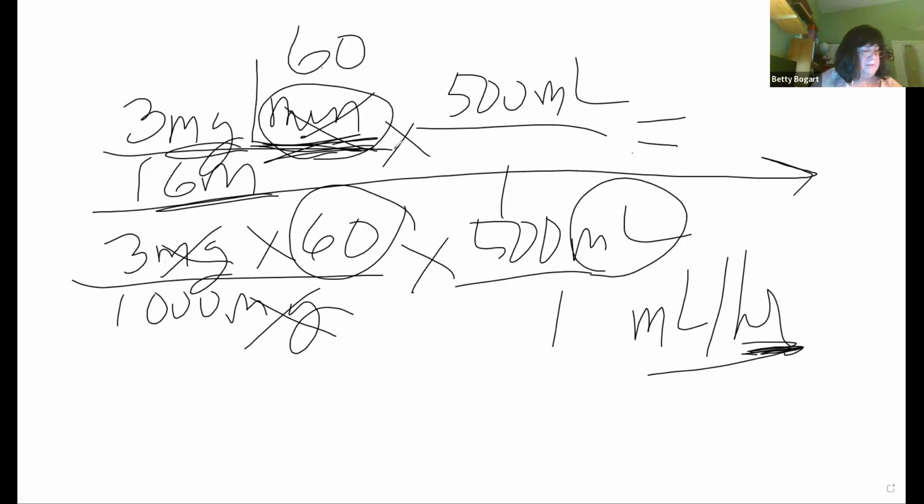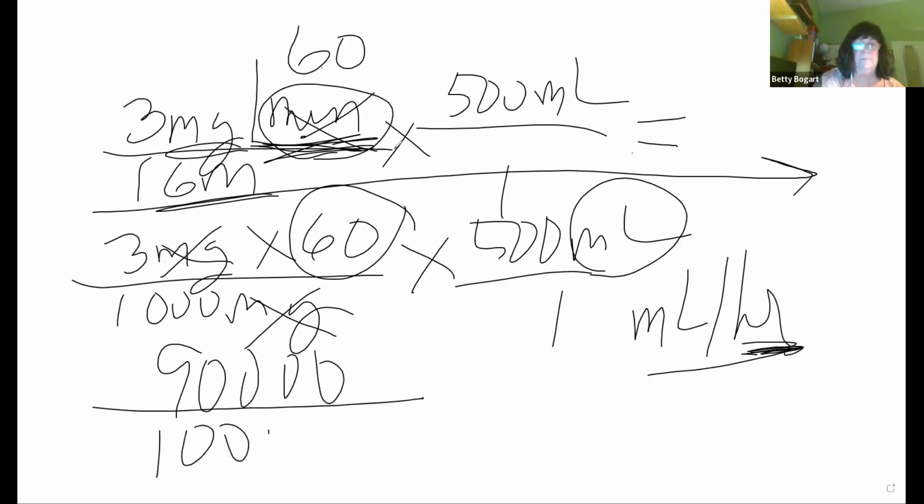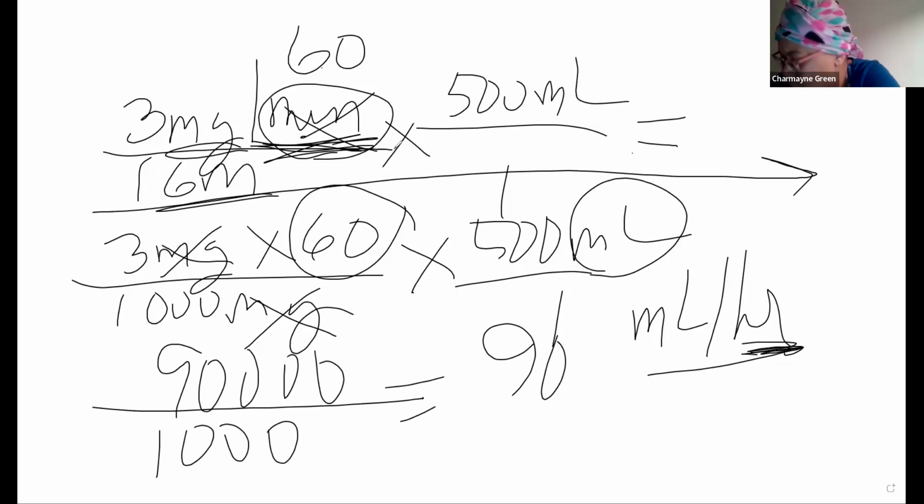3 times 60 times 500, and we get 90,000. Divided by 1,000 equals 90 mLs per hour. Was that easier to look at? Yes, very easy. Now, let me go to the most complicated one, and then we're stopping there today. It's plenty for today.